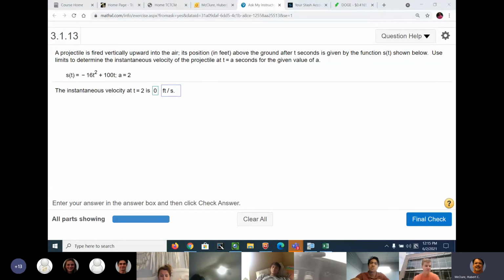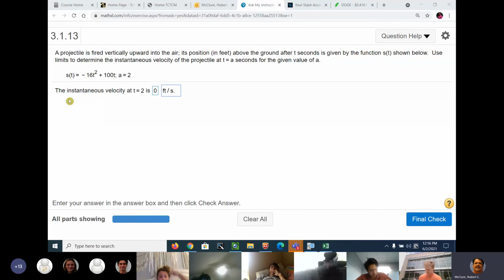Let's see. A projectile is fired vertically upward into the air. Its position in feet above the ground after t seconds is given by the function. Use limits to determine the instantaneous velocity at t is equal to a. And t is equal to a is 2. A is 2. It's just like x. And I'm going to write the question down. Go ahead and write it down.